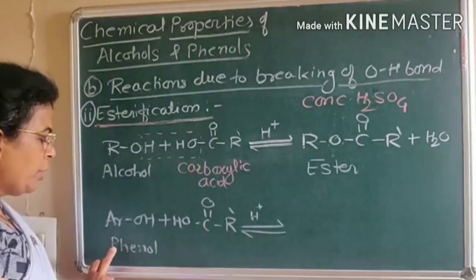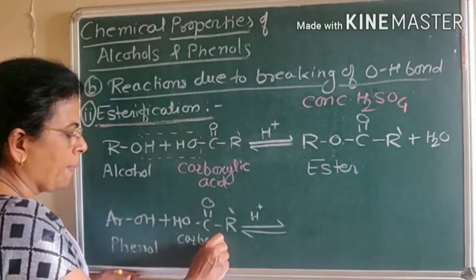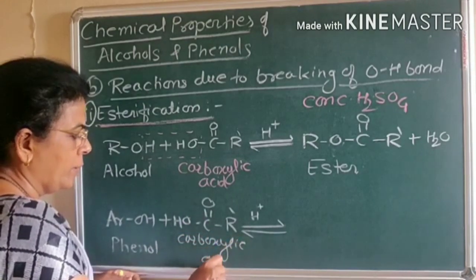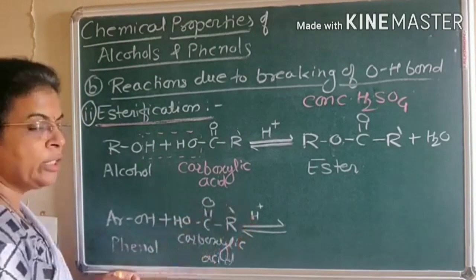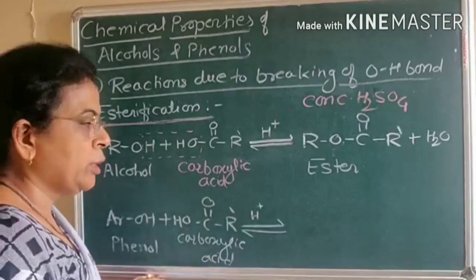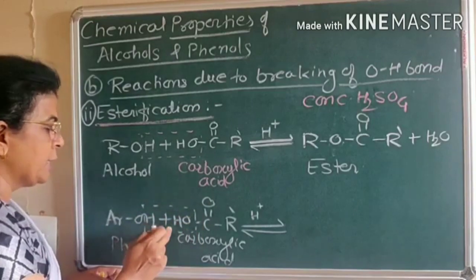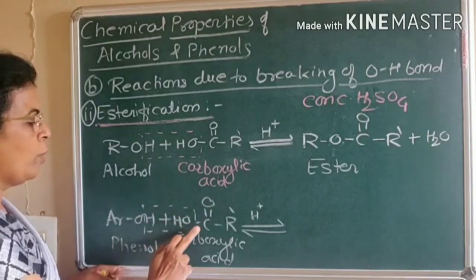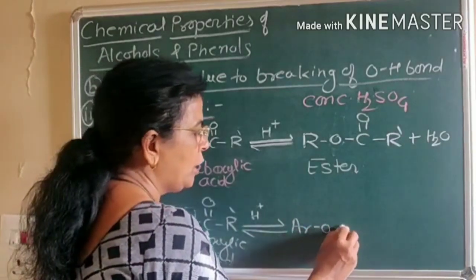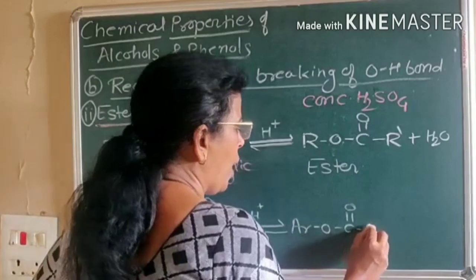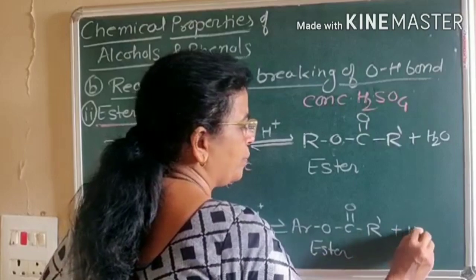Now here phenol. When this phenol is reacted with this carboxylic acid, this is also carboxylic acid, that is R' C double bond O OH. Now this reaction is also carried out in presence of concentrated H2SO4 or in acidic medium. Breaking of this bond takes place like this. H2O is removed and this ArO gets attached to this carbonyl group to form ArO C double bond O R'. This is ester plus H2O.